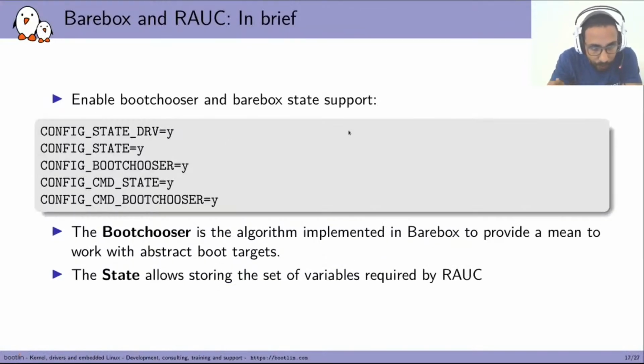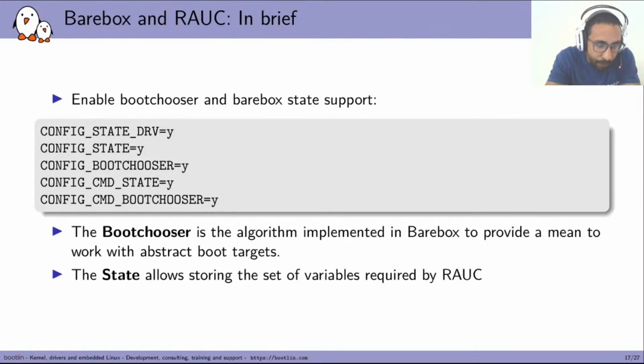So to start with Barebox, we need to first enable some options here. We need to enable the state framework, the state driver, and the boot chooser. So the boot chooser is the algorithm that is implemented in Barebox, and it's a generic way to manage boot targets on your embedded system. So it is typically where you will define all the boot targets that you have for your target. For instance, you can boot from NFS or from a NAND flash or a NOR flash or even an eMMC.